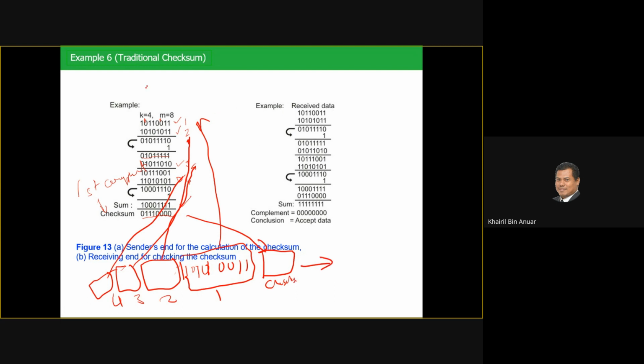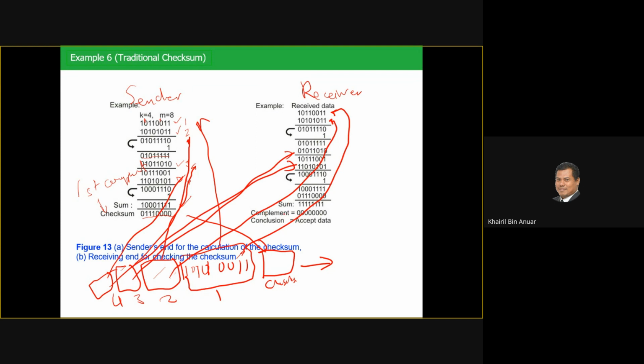This is at the sender side, and this is at the receiver side. At the receiver side, you have to do the same thing with all these numbers that you receive. Say that you don't have any error during the transmission. So you do the same technique that we have just now. You put the first message over here and sum it up with this part, then you have the third one, and finally the fourth one.